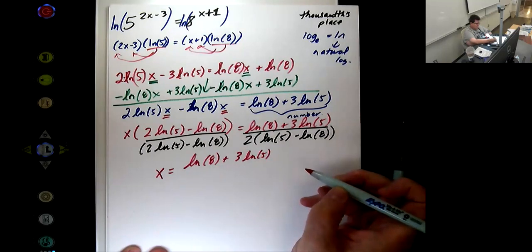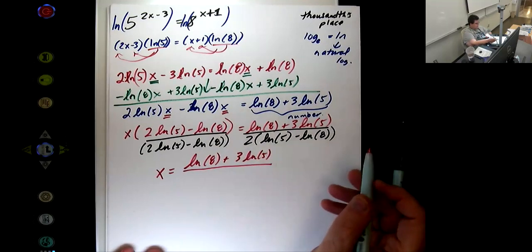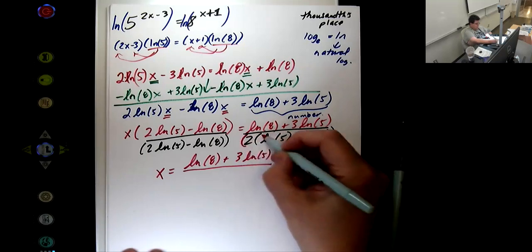Are you dividing 2 times the natural log of 5 or 2 natural log of 5? Wait, what? The outside, you put the parentheses, the 2 outside of the parentheses. You're right, I did.